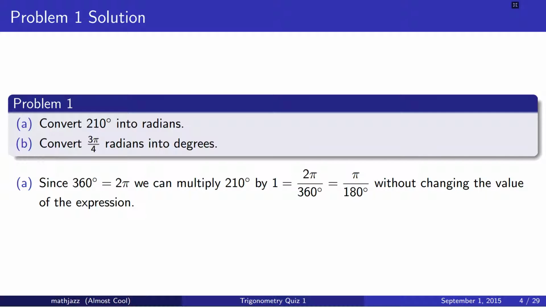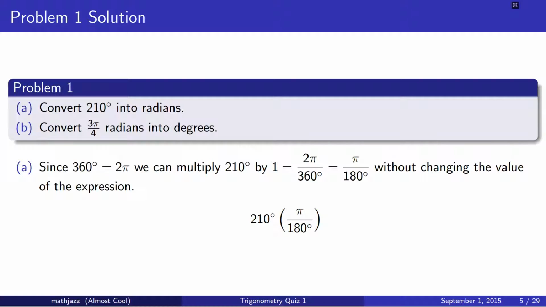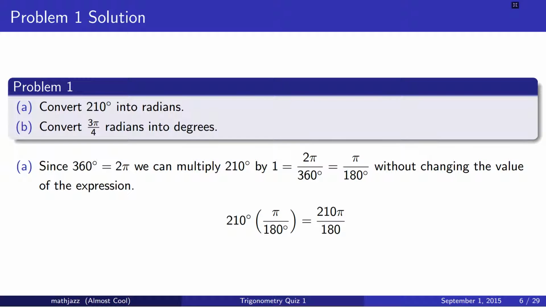So we can multiply 210 degrees by pi over 180 degrees without changing the value of the expression. We do that here. 210 degrees times pi over 180 degrees. Well, the degrees will cancel out, and then we simplify the fraction and we get 7 pi over 6. And this is the answer.